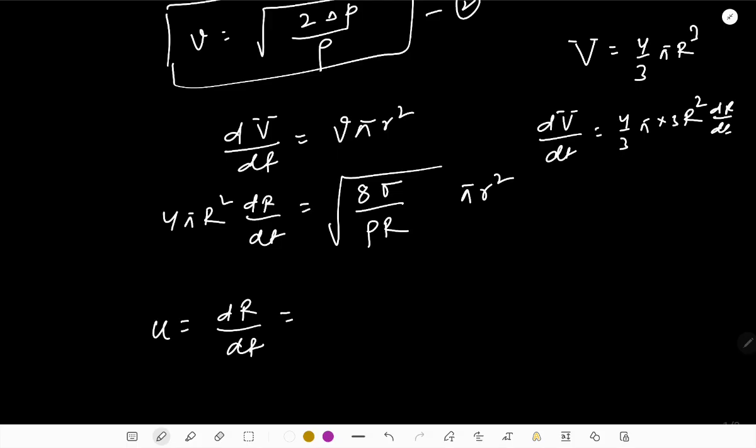After calculation, you will get something like r square by 4 r raised to the power of 3 by 2, under root 2 sigma by rho, and the problem is solved.